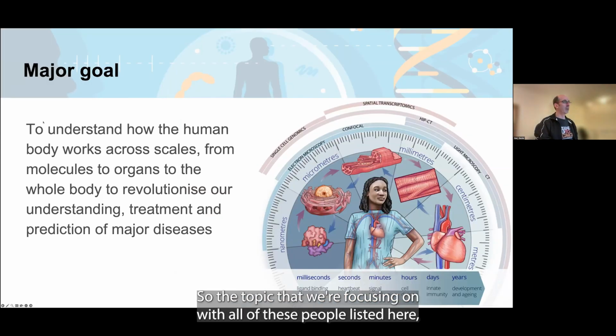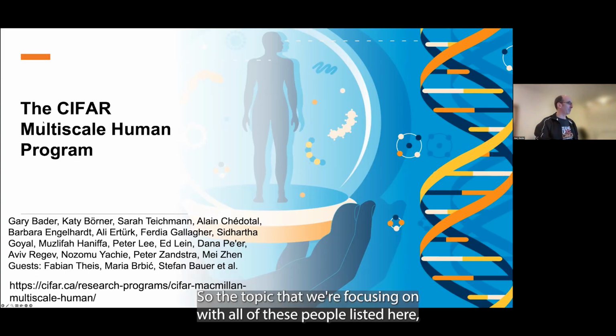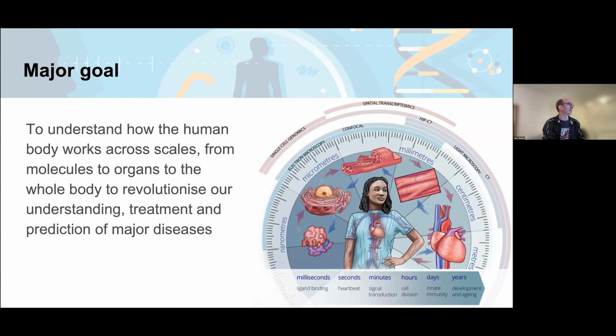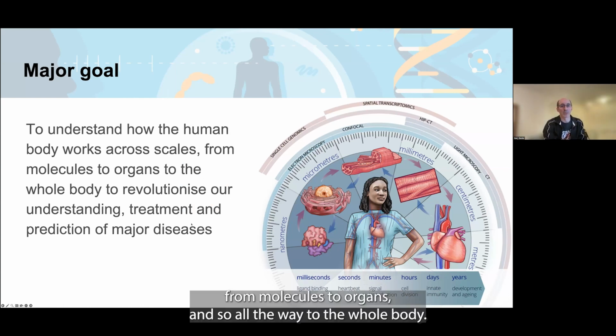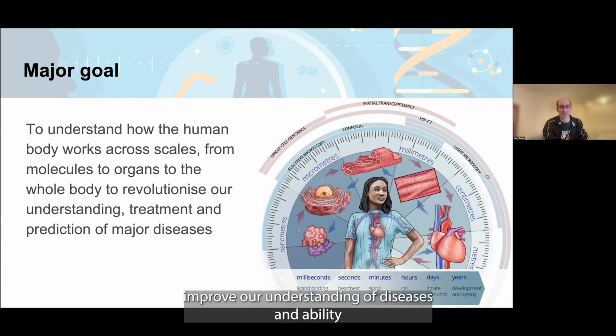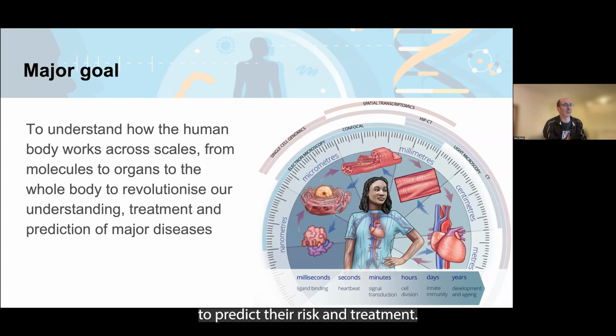So the topic that we're focusing on, with all of these people listed here, you can go find out more about it at this URL, is the multiscale human. And the goal is to understand how the human body works across scales, from molecules to organs and all the way to the whole body. And ideally that would improve our understanding of diseases and our ability to predict their risk and treatment.